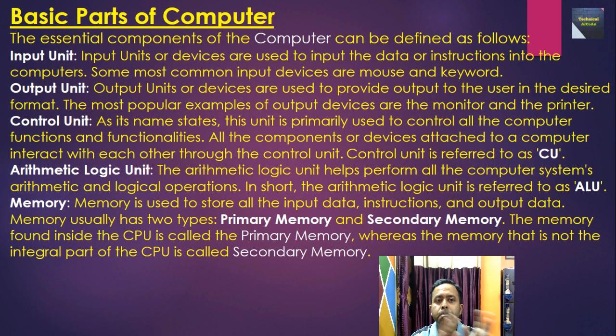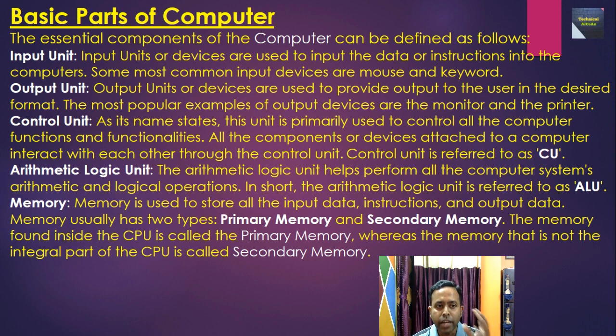Now we talk about some basic parts of computer. There are actually 5 basic parts: input unit, output unit, control unit, arithmetic logic unit and memory. These 5 units work together intricately and do the job of a computer, right? If we compare with human beings, we also have these basic parts. Input unit means that which takes inputs, like keyboard, mouse, scanner, etc., right? Output unit gives the output, like printer, plotter, display unit, projector, etc., right?